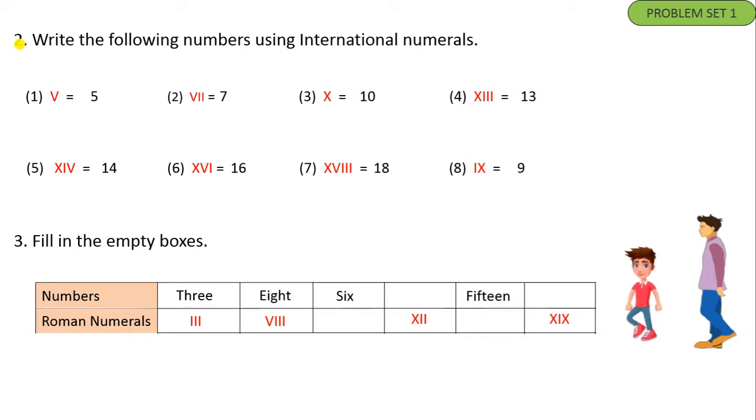Then the number 6 is given, and for that VI is the symbol. Next, XII symbol is given, and the symbol is for 12. And next number is given 15, and for that symbol is XV. And last one symbol is given XIX, and for that the number is 19.